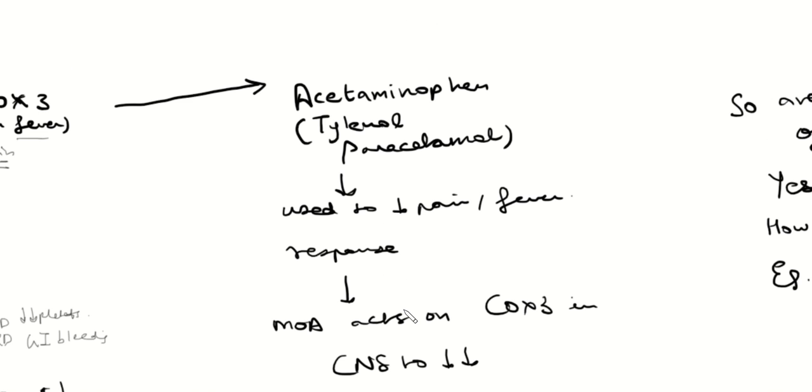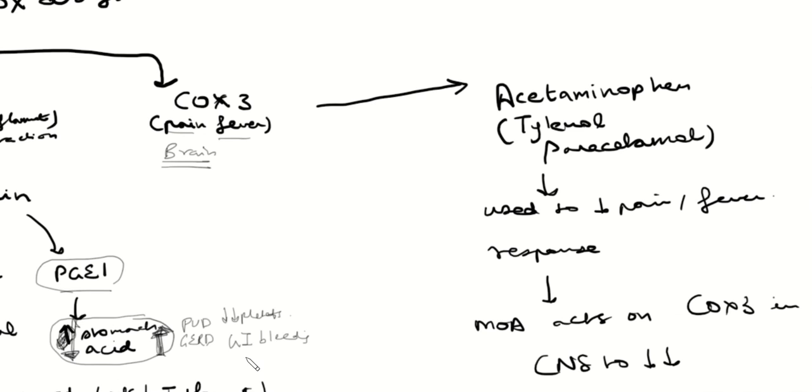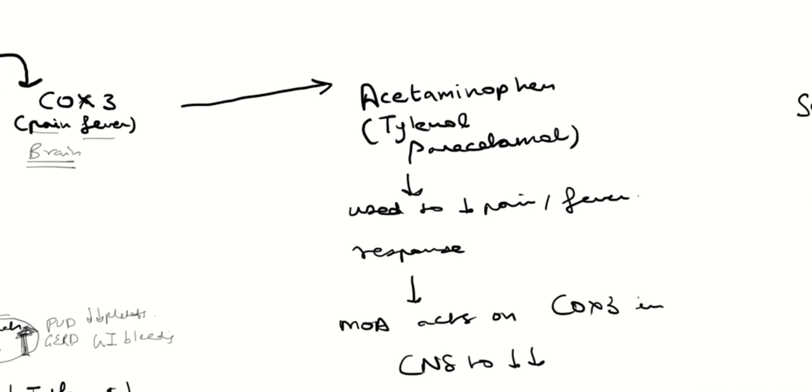So let's continue. Remember, we went over Cox-1 and Cox-2 drugs. We didn't talk about Cox-3, right? So let's talk about the Cox-3 inhibitor. And that's what? Tylenol or acetaminophen, or in some parts of the world, it's called paracetamol. It's used for pain and fever. That's all it's used for. It's not an NSAID.